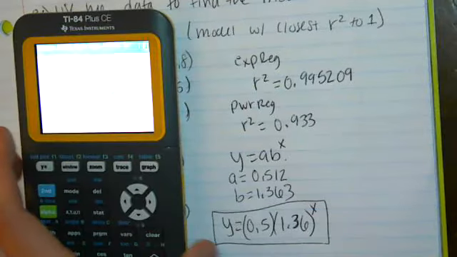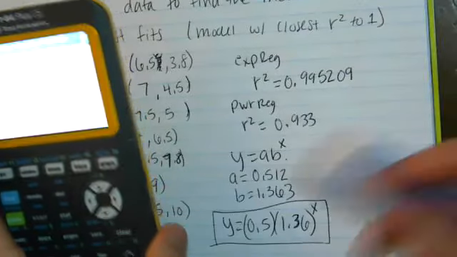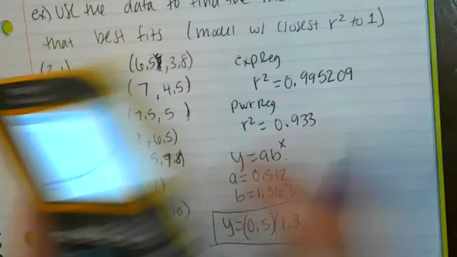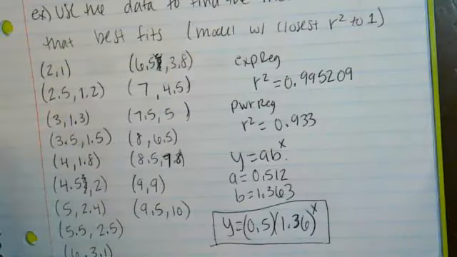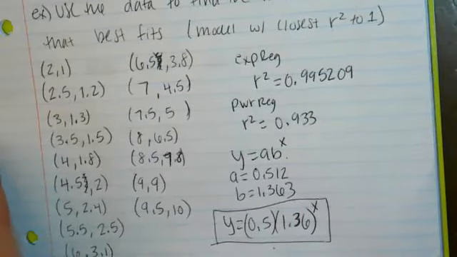So if it's not going through them at all, you either plugged it in wrong, you wrote it down wrong, or you calculated it wrong. Okay, one of those is happening. So I'd go back through and check everything. But this is our actual regression model or line of best fit for this data.